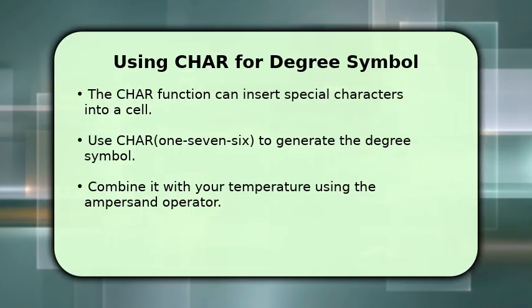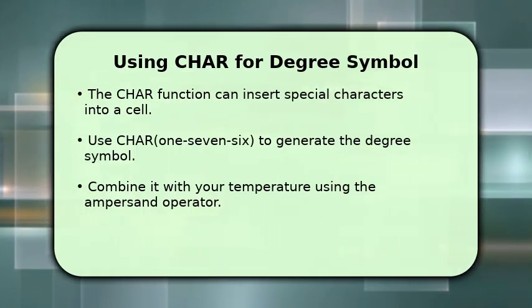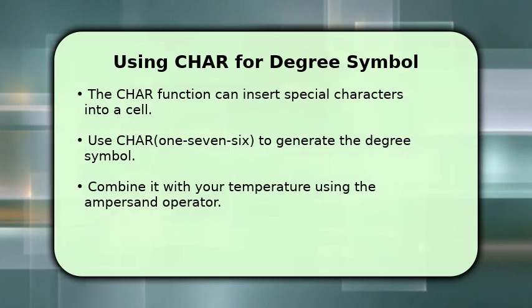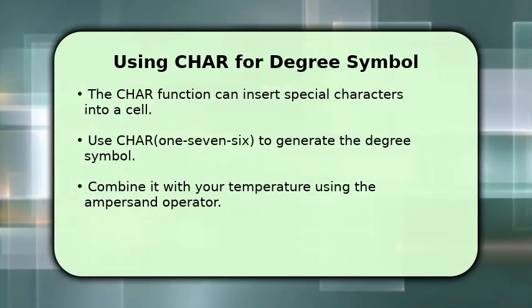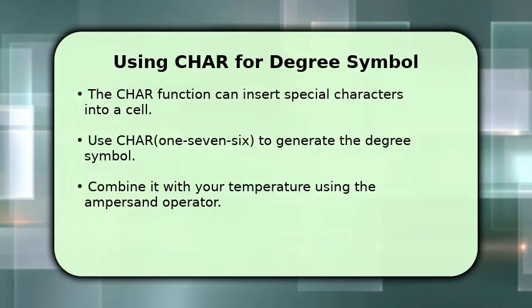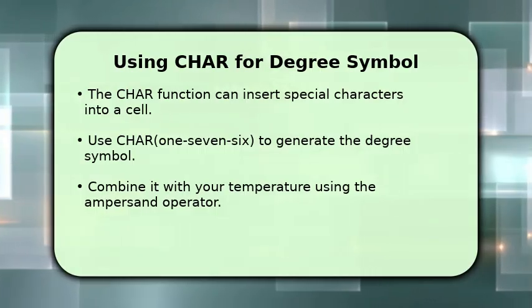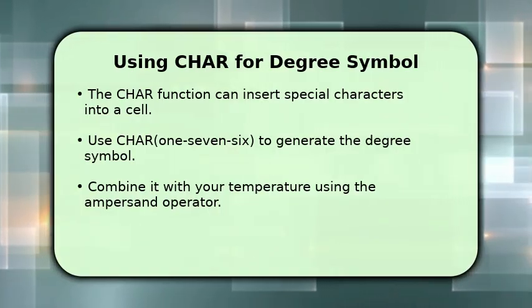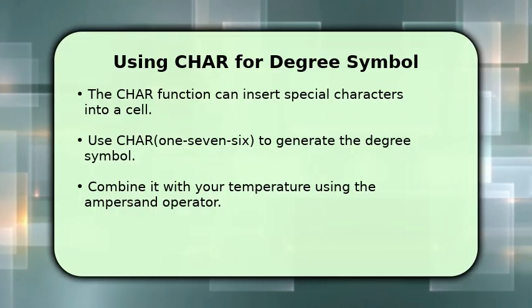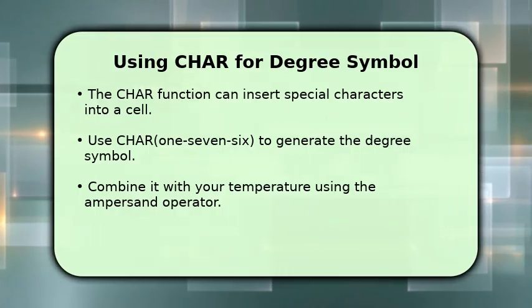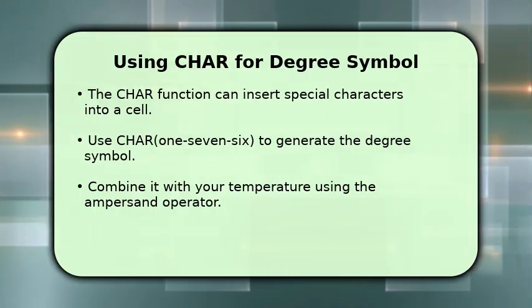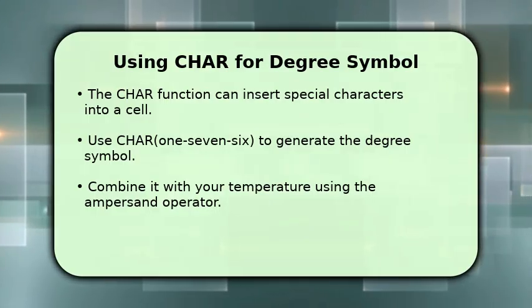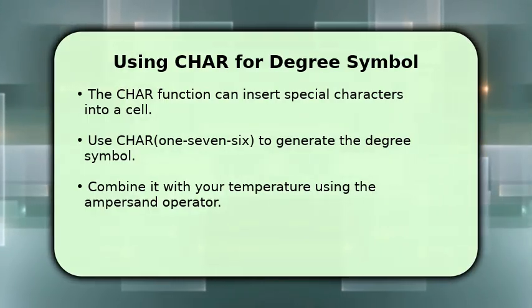Another excellent method involves using Excel's CHAR function. This function returns a character specified by a number code. For the degree symbol, the code is 176. So, you can type a formula like equals 25 ampersand CHAR open parenthesis 176 close parenthesis ampersand quote C quote. This formula will display 25 degrees C as text, which is useful for combining numbers and symbols dynamically.